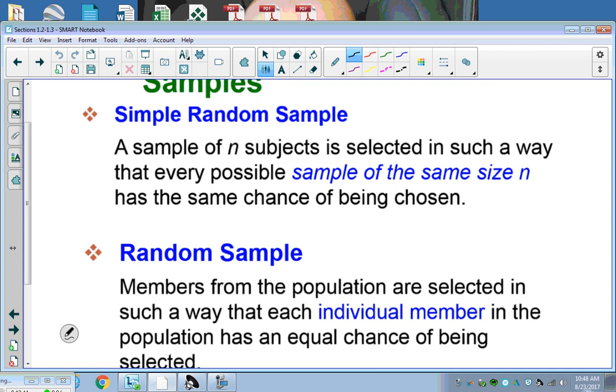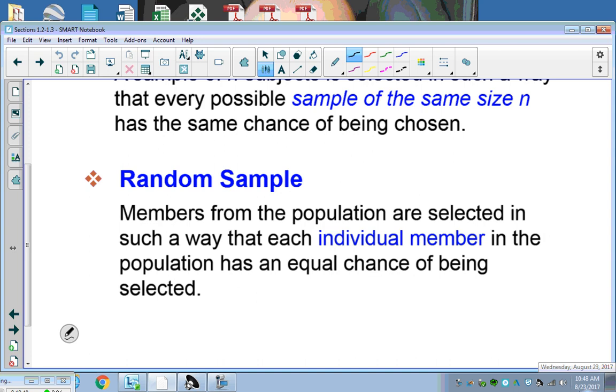A random selection is now where I'm going to be talking about the individual that was chosen. Okay, so I could shake that up and just pull one person. Everybody in here has the same chance of being that one individual that was chosen. Okay.